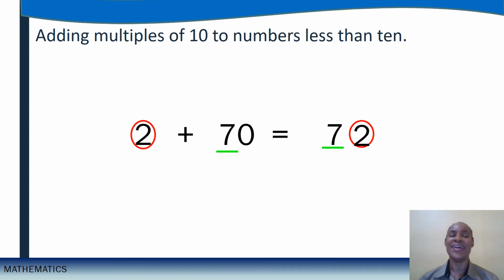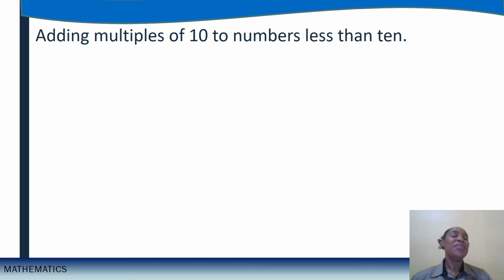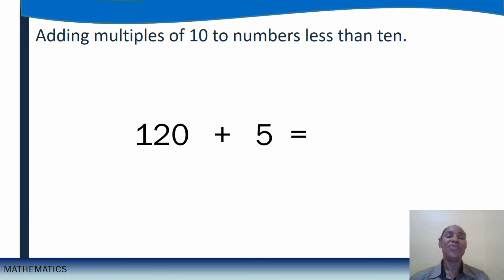Let us continue. And now for the third one, boys and girls. We will add 5 to 120. What is 5 added to 120? Wow, boys and girls. If you said 5 added to 120 is 125, you are correct. Boys and girls, I want you to notice here, we are just adding 5 ones to 120.